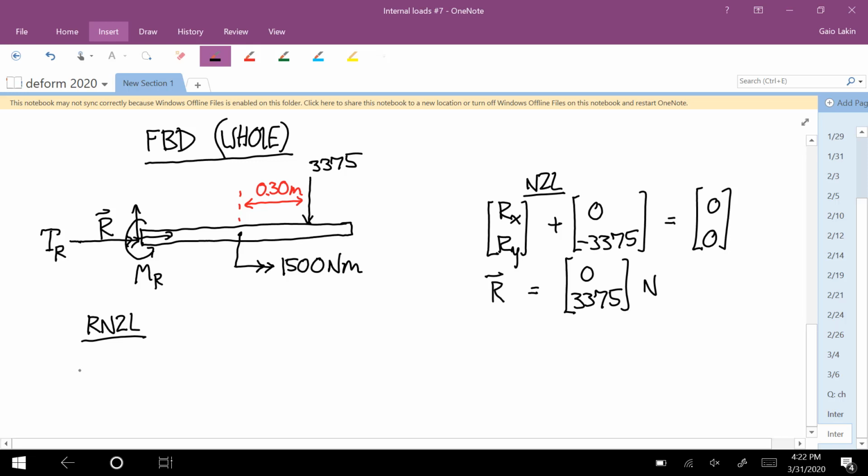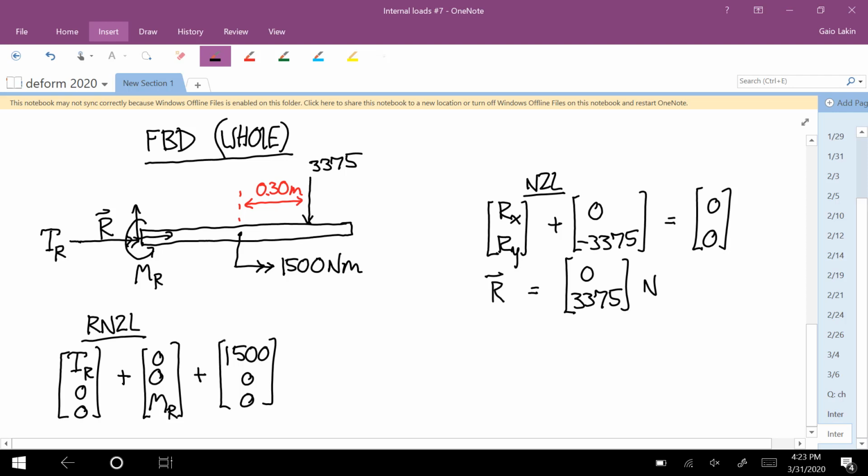Okay, so in the x direction, we have TR. And then in the z direction, we have MR. And then in the x direction, we have positive 1500, 0, 0. And then the last thing that produces a moment, as always, using my about point at the left end. That's why that force R doesn't produce a moment. But we have a moment about the z-axis produced by that 3375.